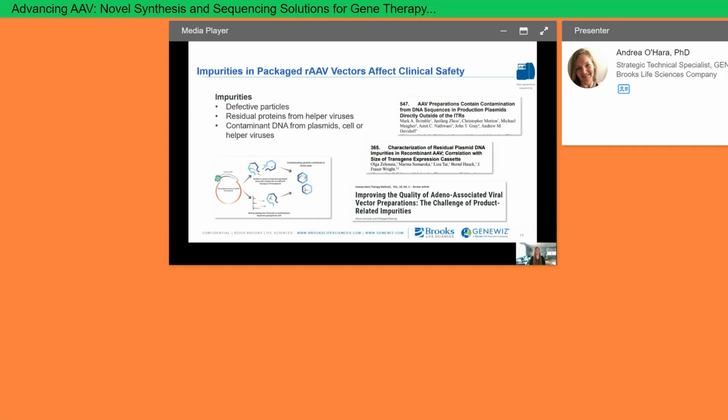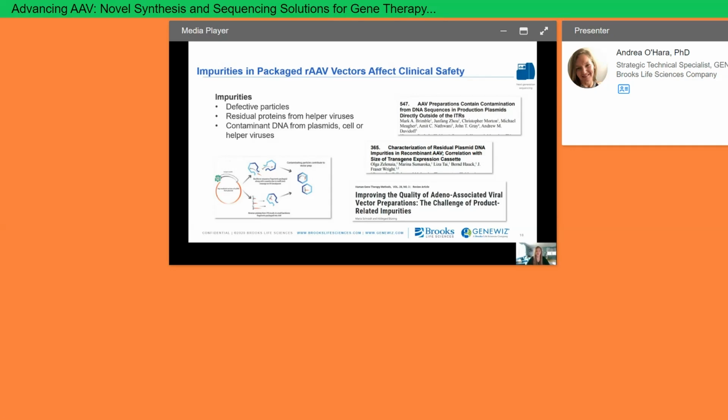This is a really critical step for the entire pipeline because impurities packaged within those recombinant AAV vectors can seriously affect clinical safety. Impurities can include things like defective particles, residual proteins from the helper viruses, or contaminant DNA from multiple sources, including the plasmid backbone itself, the residual cell DNA from the growth, or the helper viruses.